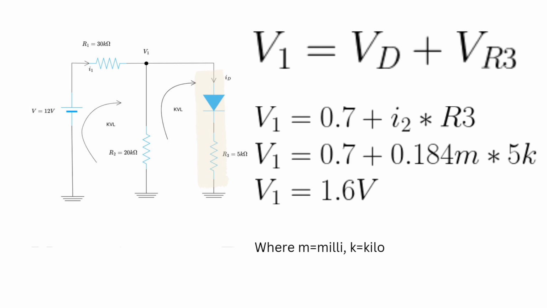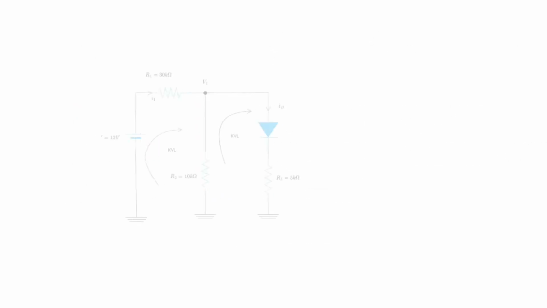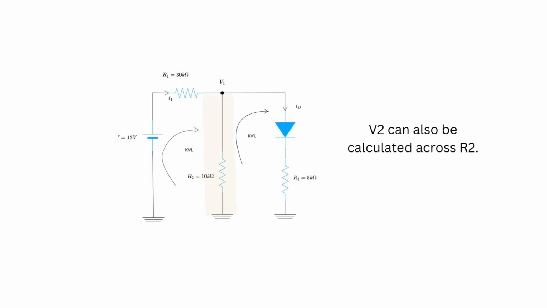Now calculate V1 with the help of this. V1 is equal to VD plus VR3, and V1 can also be calculated with the help of R2 as well.